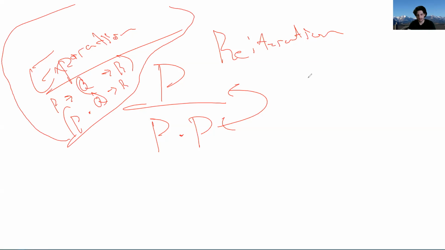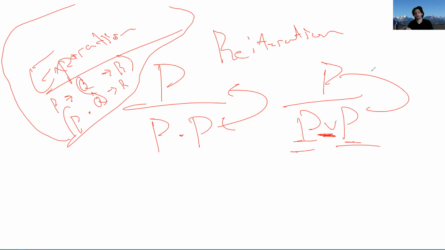Now reiteration is the one that says, okay, you can just repeat yourself. You can even repeat yourself with an or, right? If you know you either have a dog or you have a dog, well, the only way an or is going to be true is if one of them is true. So you automatically know, well, they're the same thing. So you automatically know you must have a dog.